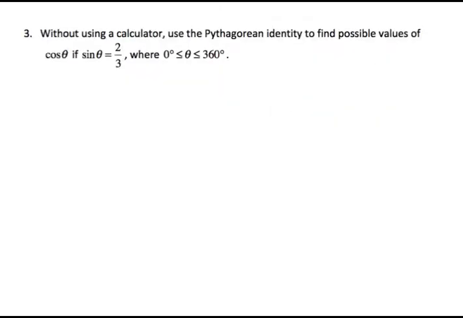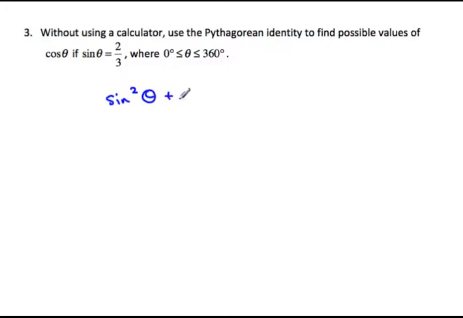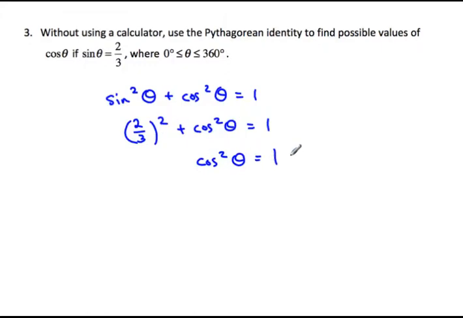Another thing that you can do with the unit circle is use the Pythagorean identity to solve problems. Here's an example. If sine theta is equal to 2/3 and theta is between 0 and 360 degrees, find cosine theta. Now the Pythagorean identity tells us that sine squared theta plus cosine squared theta is equal to 1. And we know that sine theta is equal to 2/3, so (2/3) squared plus cosine squared theta is equal to 1, or cosine squared theta is equal to 1 minus 4/9, so cosine squared theta is equal to 5/9.